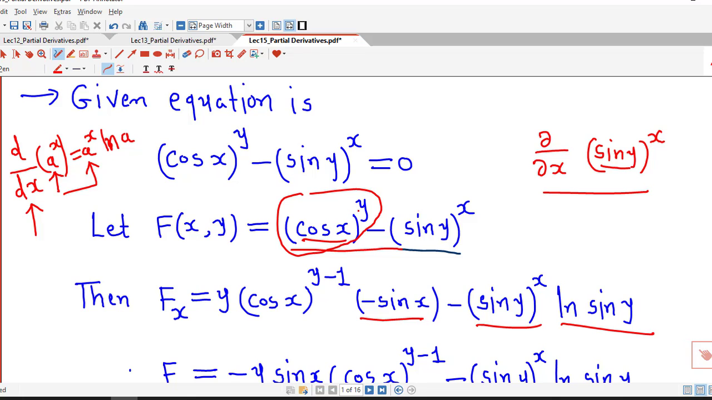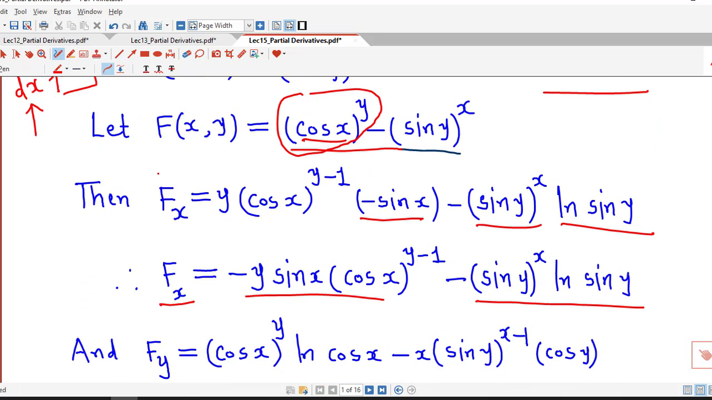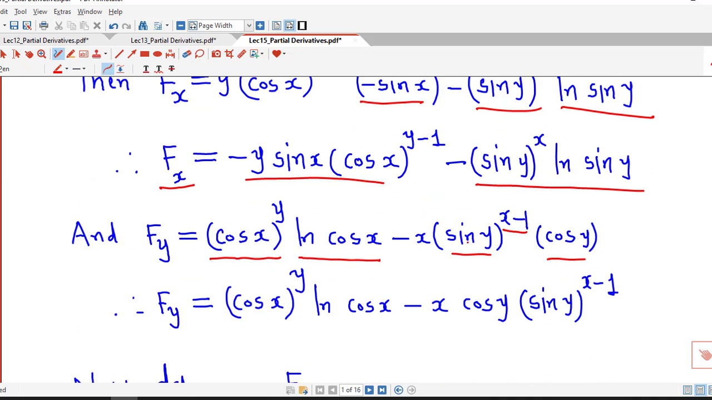so it is cos x to the power y into log of cos x. So the derivative of cos x raised to y is cos x to the power y into logarithm of cos x, and the derivative of sin y raised to x with respect to y is, here x becomes constant, so we take x power outside, and in the power we write x minus 1, and in the product we have to differentiate sin y with respect to y, so it is cos y, and we rewrite this as del f by del y equal to cos x raised to y log cos x minus, here we take cos y with x into cos y sin y raised to x minus 1.